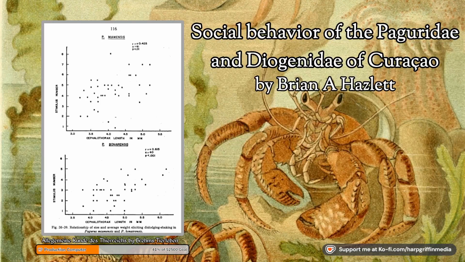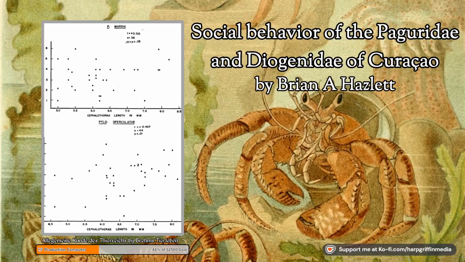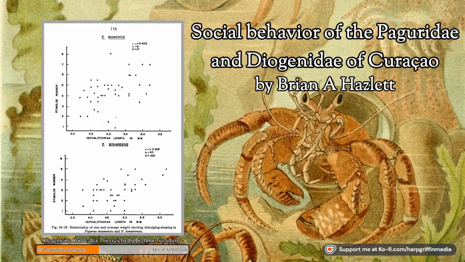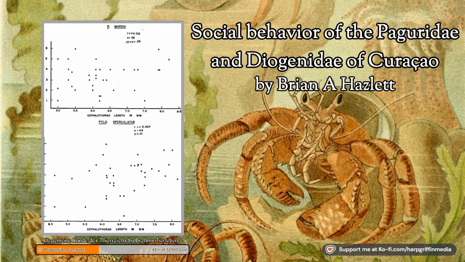Figure 38 and 39. Relationship of size and average weight eliciting dislodging shaking in Pagurus miamensis and Pagurus bonarensis. Table 10. Weights used in analysis of dislodging shaking stimuli. Figures 40 to 41. Relationship of size and average weight eliciting dislodging shaking in Pagurus marshi and Pylopagurus operculatus.